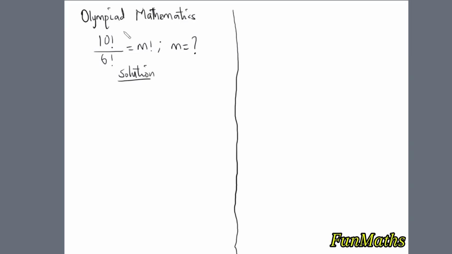Today I'm looking at this Olympiad Mathematics question. It says 10 factorial divided by 6 factorial equals m factorial. So what is the value of m? Not m factorial, what is the value of m? Now, factorials, have you heard of factorials before?